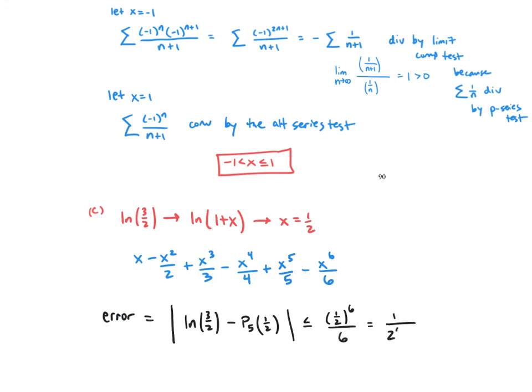I don't have a calculator, and I don't know if this is calculator or not. So my maximum error here would be 1 divided by 2 to the 6th times 6. That would be the maximum error. So my error is less than or equal to that value based on the alternating series error-bound method. Okay, let's do the last part.